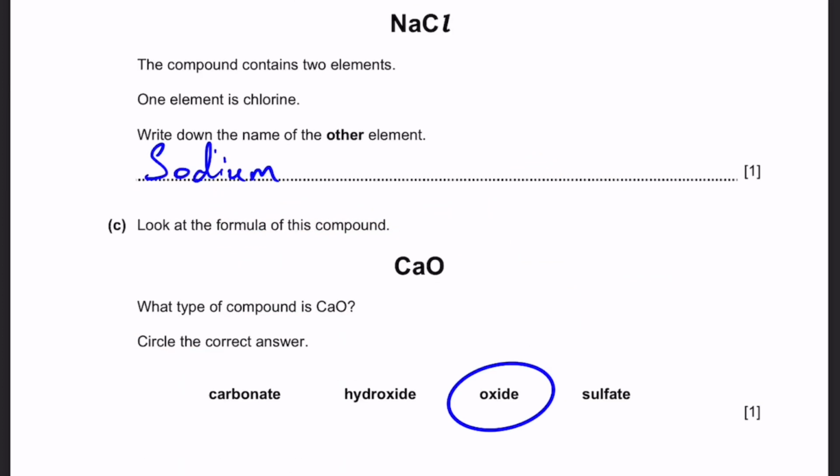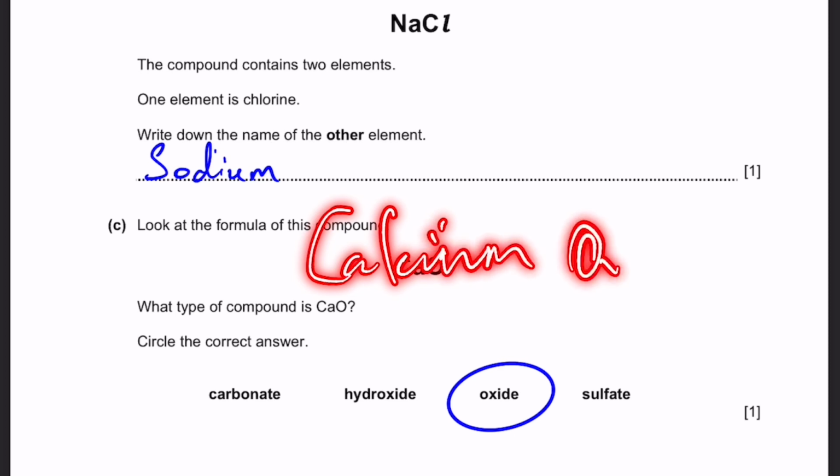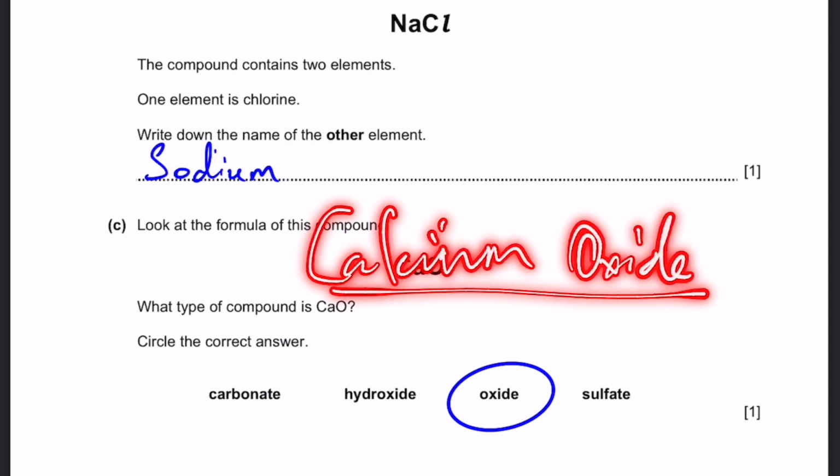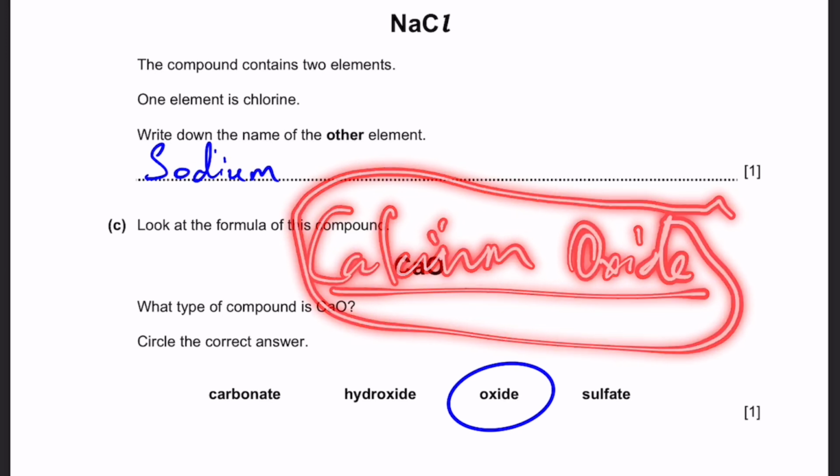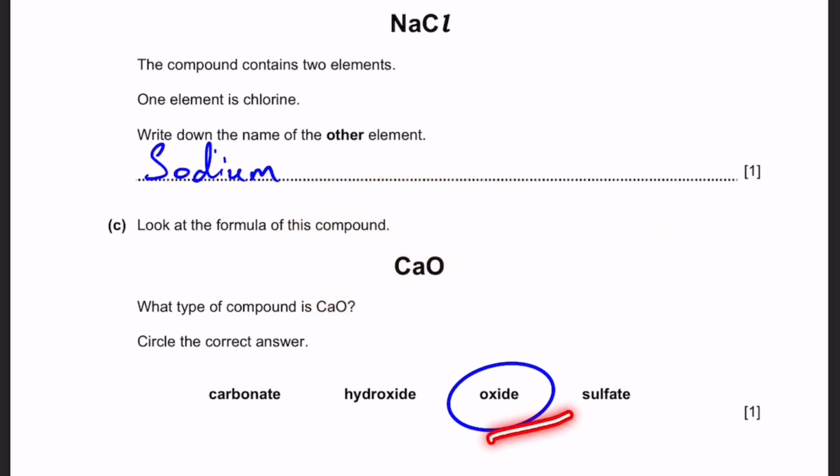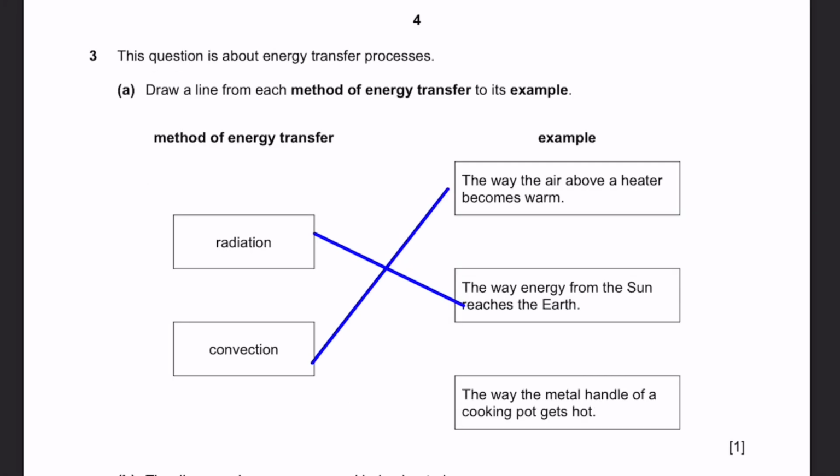See, look at the formula of this compound. What type of compound is CaO, or calcium oxide? Circle the correct answer. Well, as you know, CaO is calcium oxide. It is, well, an oxide. So that's the answer. Question 3.